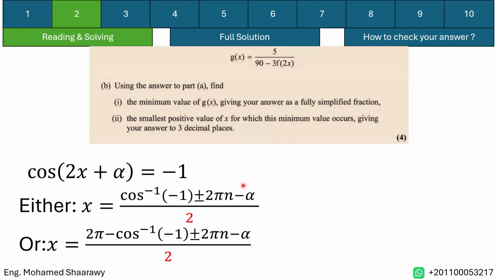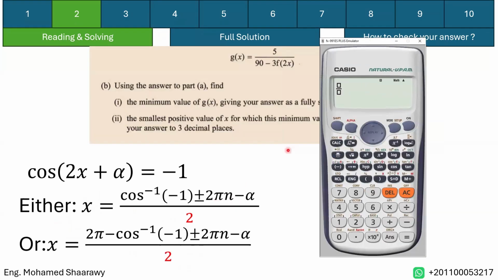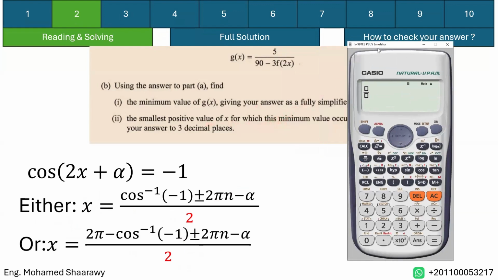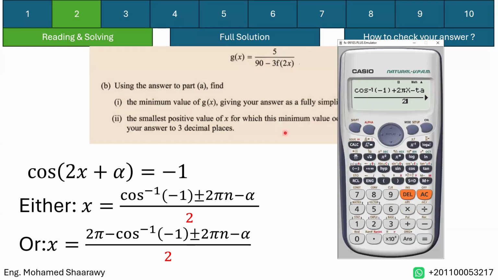And now I can write this on my calculator and check the answer. And take care that I want the minimum positive one of them. So let me first write shift cosine -1 plus 2 pi x minus alpha, which is minus shift tan 24/7, all over 2. Let's try this at many values of n.